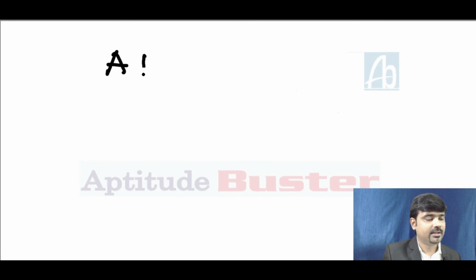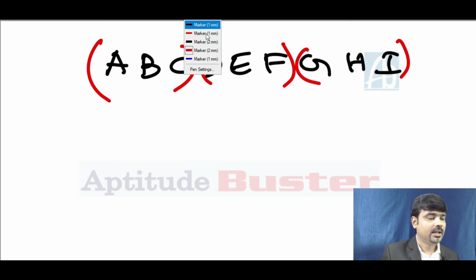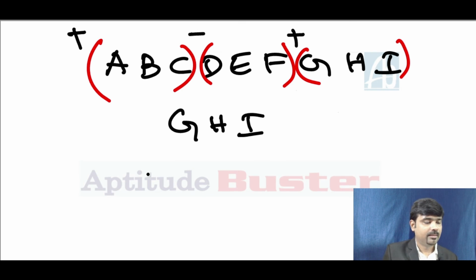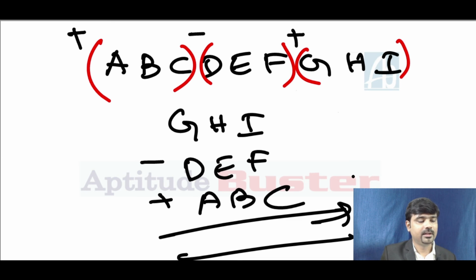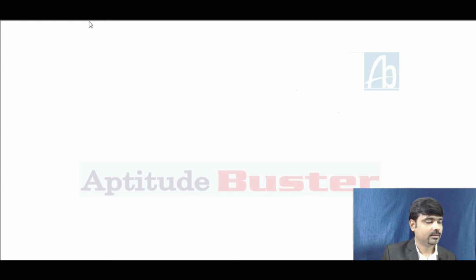If it is a number like A, B, C, D, E, F, G, H and I, take the last 3 digits together, next 3 digits together, next 3 digits. Here plus sign, minus and plus. G, H, I minus D, E, F plus A, B, C. If this is divisible by 13, it means the given 9-digit number is divisible by 13.